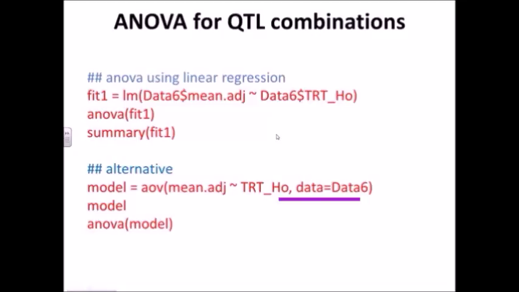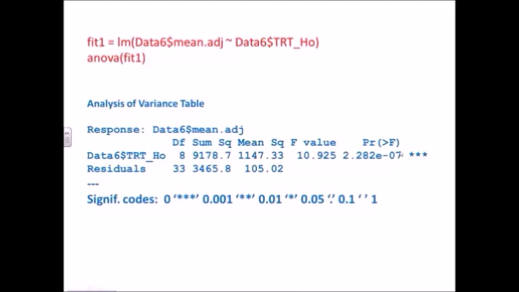So this is actually easier. Another thing I could have done is just attach data 6 and then ignore it altogether. So three different ways of accomplishing the same goal. Jump down here, the results of my analysis of variance. So what is the conclusion here?